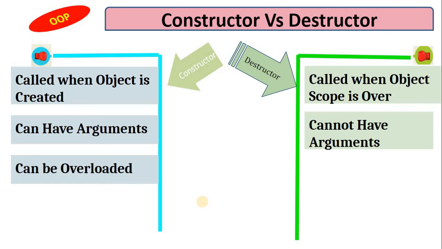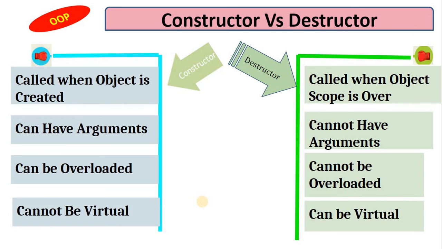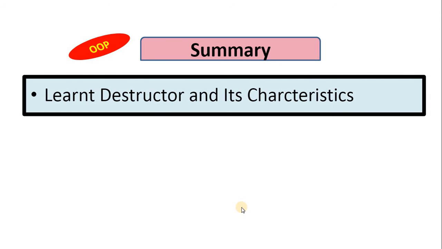Constructor can have arguments, destructor cannot have any arguments. Constructor can be overloaded, destructor cannot be overloaded. That means you can have multiple constructors in a class, but not multiple destructors. Only one destructor is allowed. Constructor cannot be virtual, but destructor can be virtual. So, we have learnt about destructor and its characteristics also.